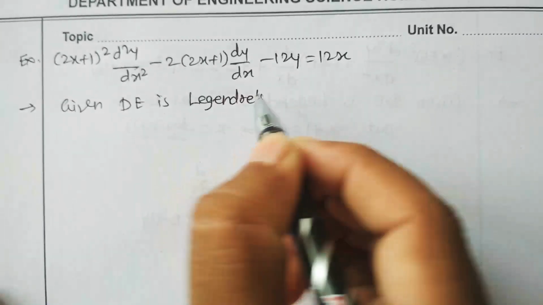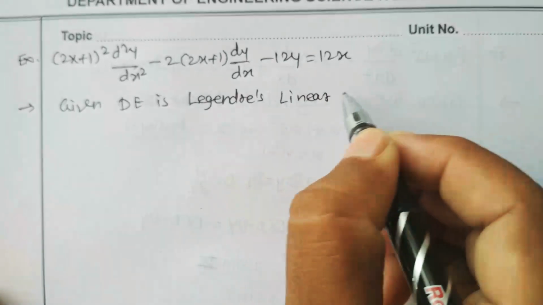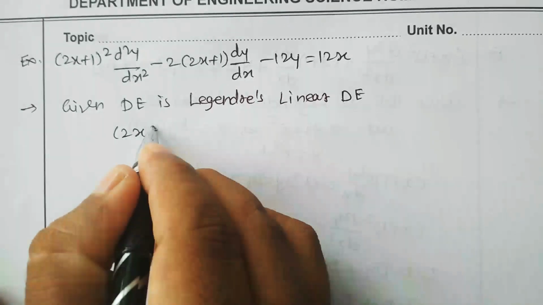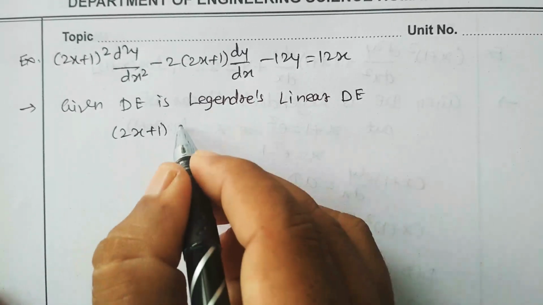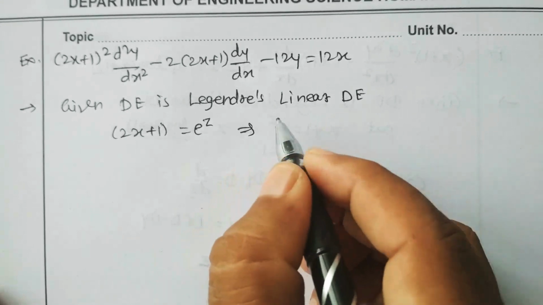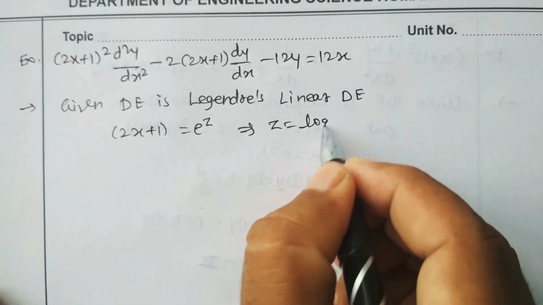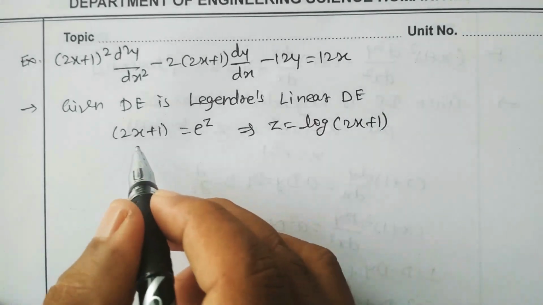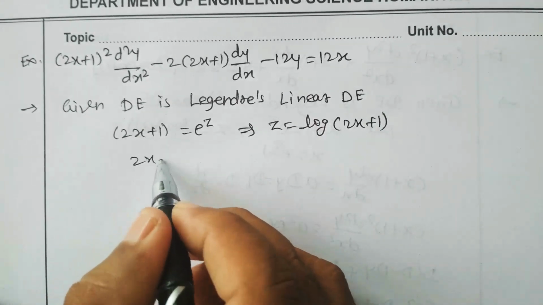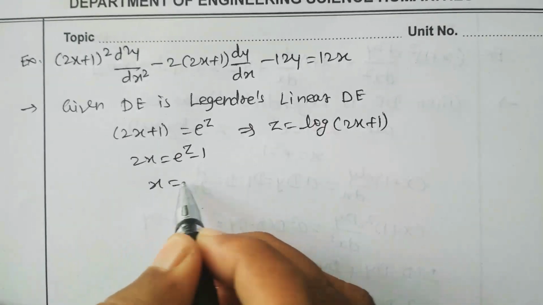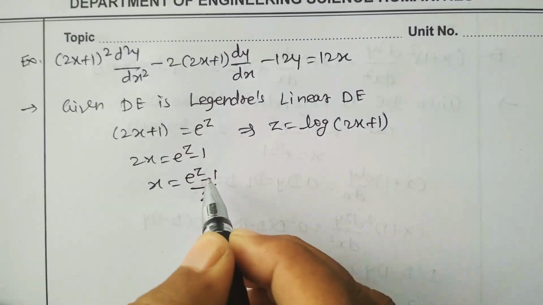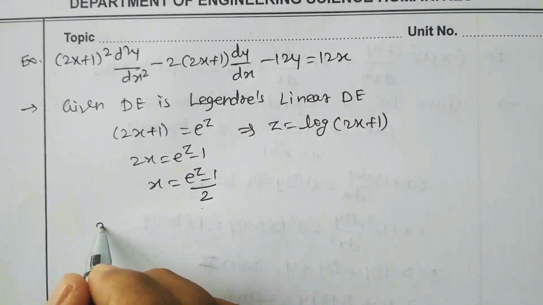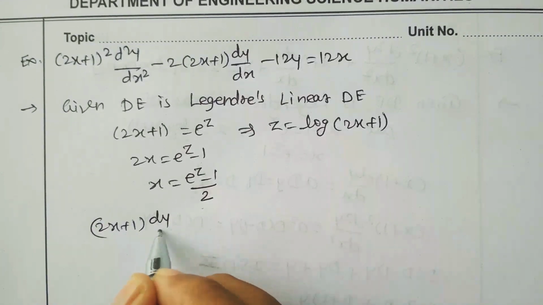Legendre's linear differential equation. So in this equation the substitution is: put 2x+1 = e^z. So this implies z = log(2x+1), and also from this, if you simplify, 2x = e^z − 1, so x = (e^z − 1)/2. Now after using this substitution, we will get the value of (2x+1) dy/dx.